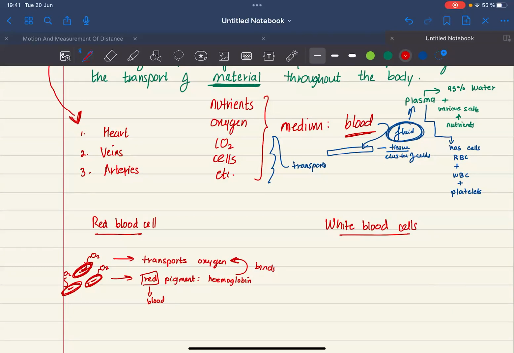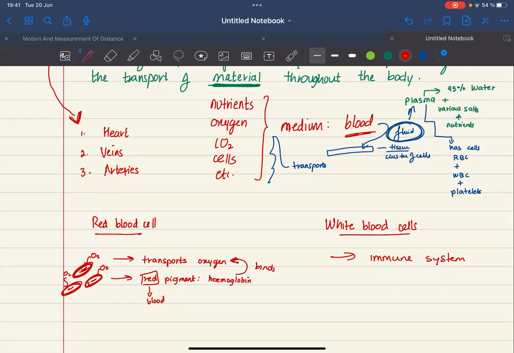White blood cells contain cells that are almost white or transparent in color. So they are part of the immune system. White blood cells belong to the immune system. So what does this immune system do? What is the immune system?